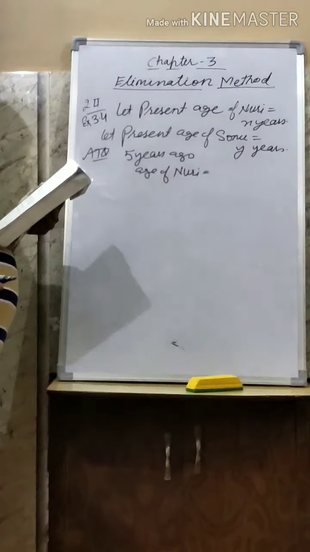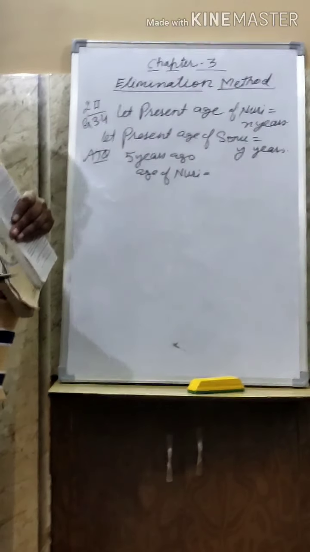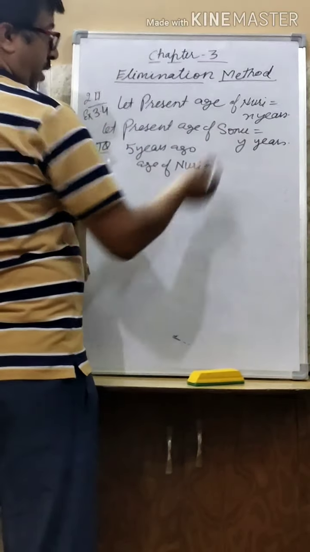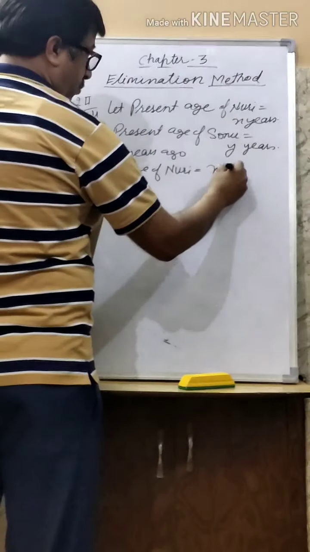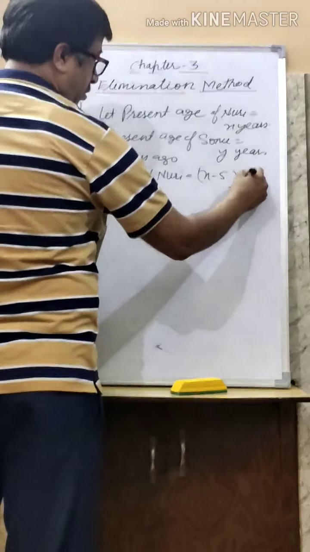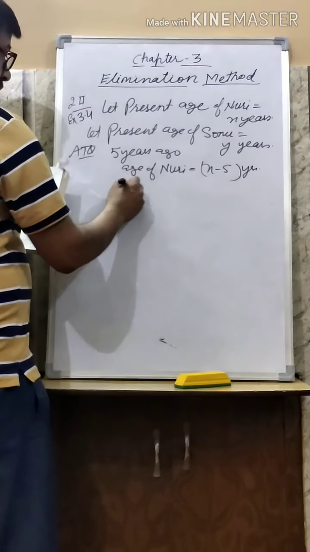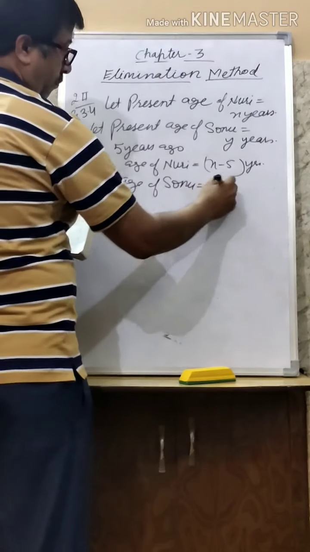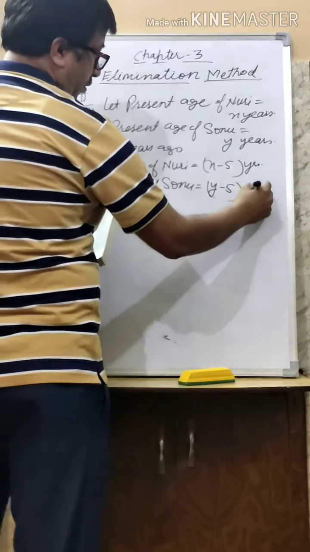If your age is 20 years, then 5 years ago it was 20 minus 5, 15. Now Nuri's age is x, so 5 years ago it was x minus 5 years. And the age of Sonu will be y minus 5 years.